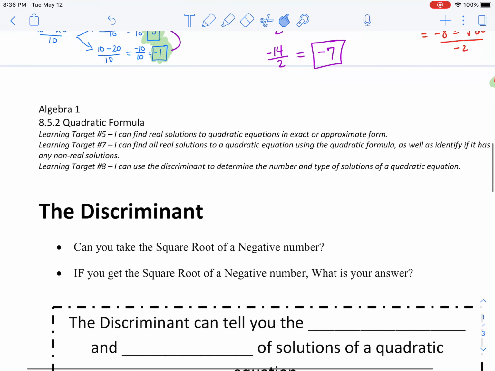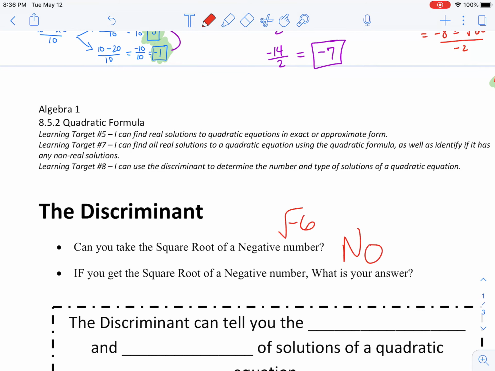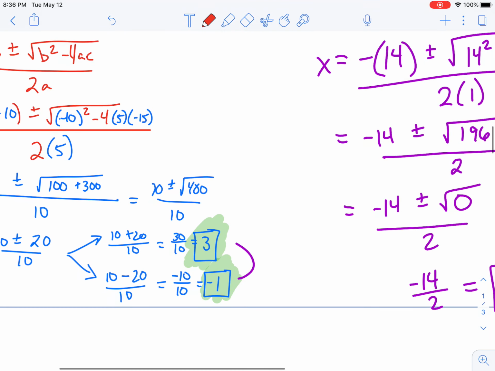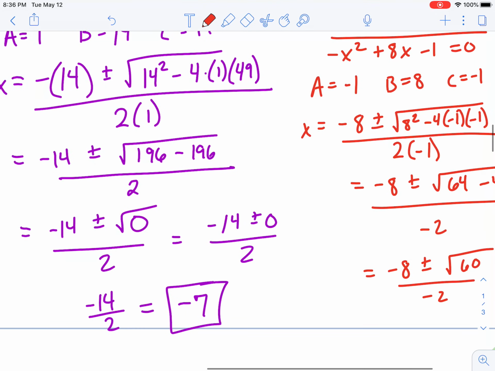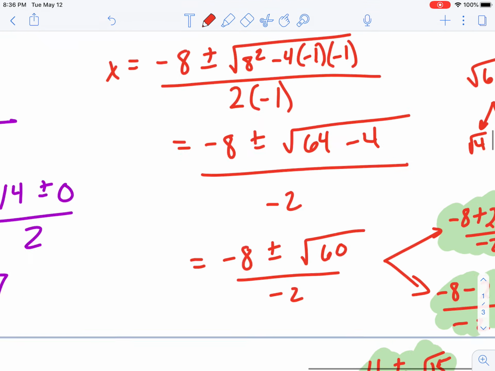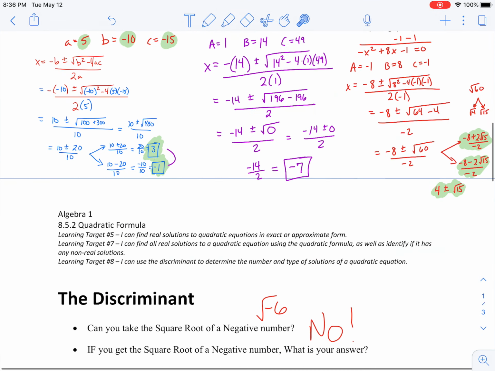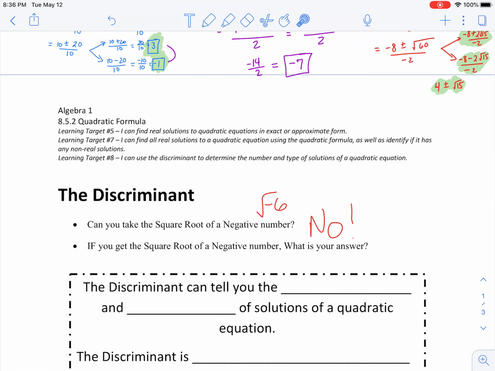Well, first of all, can you take the square root of a negative number? So if it says square root of negative 6, no, right? Okay, so up here, notice all of our square root symbols had positive numbers or they came out to be 0. But what if this number was negative? What if it said negative 60? Well, you would not be able to take the square root of a negative number, so that would be no real solutions.